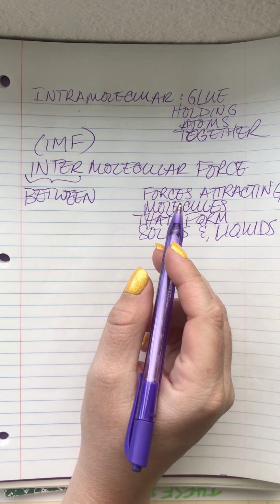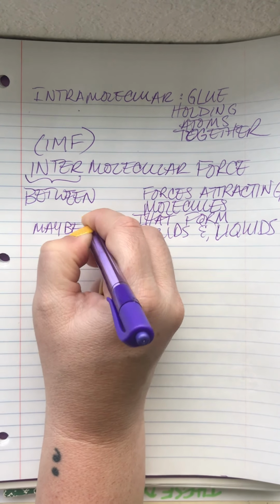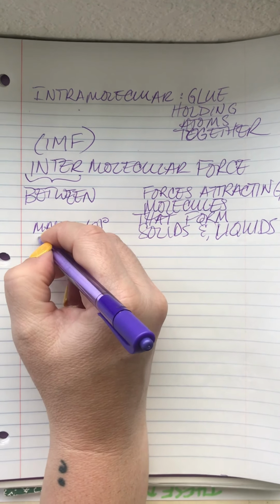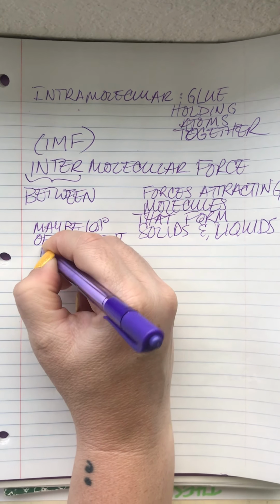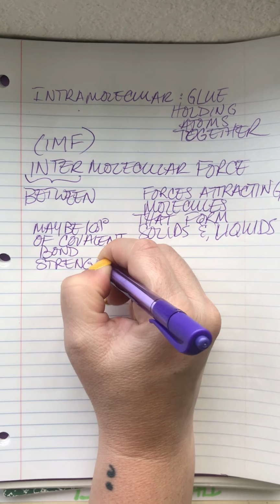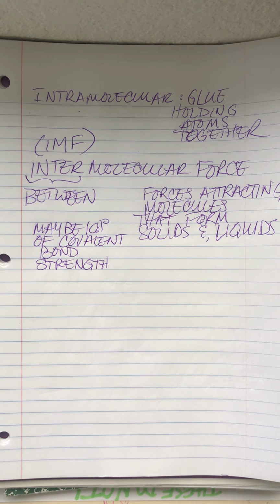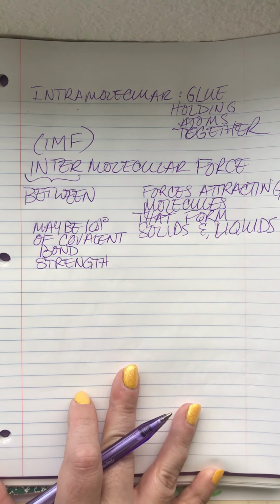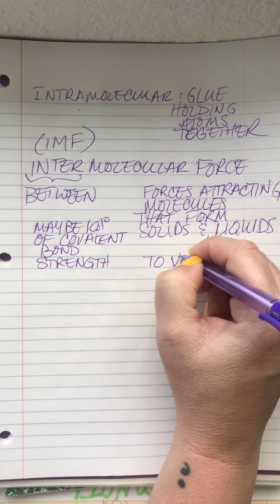Intermolecular forces at their strongest are maybe 10% of covalent bond strength. Right? So that's at their very, very highest. Okay? So these are considerably weaker than true bonds. So I liken intermolecular forces to Velcro.